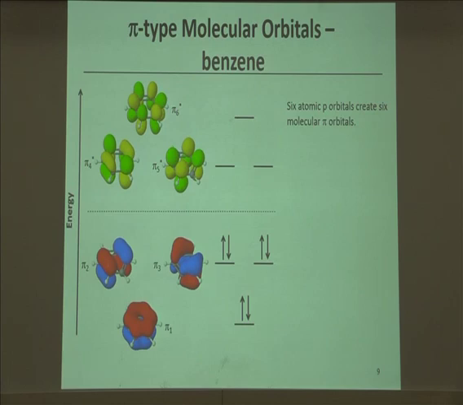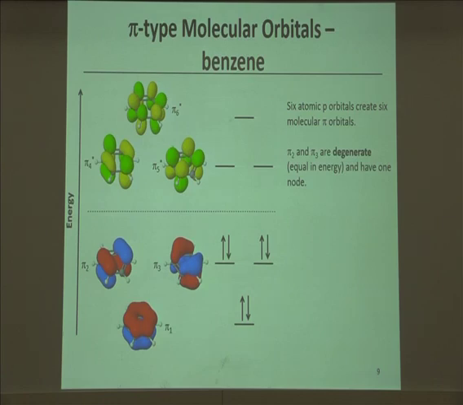The difference in this case is that we have a cyclic system, so that what was a linear set of orbitals is now a cyclic one. And so we see some slight changes in their nature. We see that, as depicted by their energies here, that pi 2 and pi 3 are degenerate. They have the same energy. We see the same thing up here at pi 4 and pi 5, that both of those are degenerate.